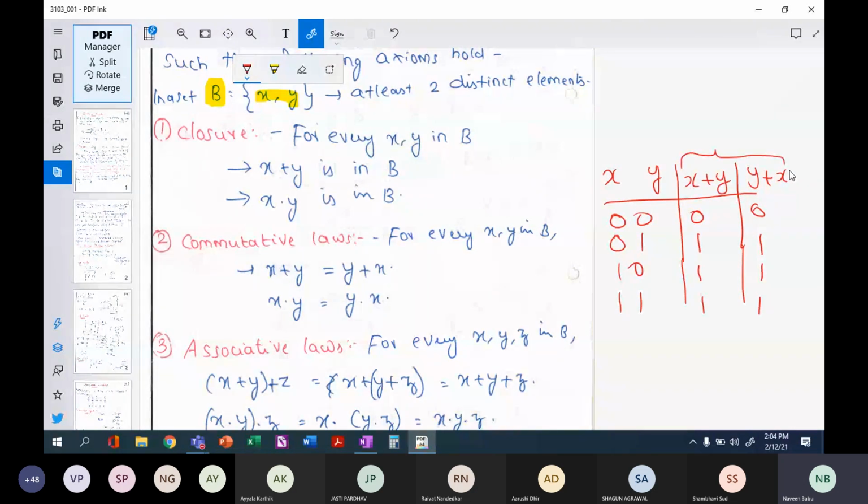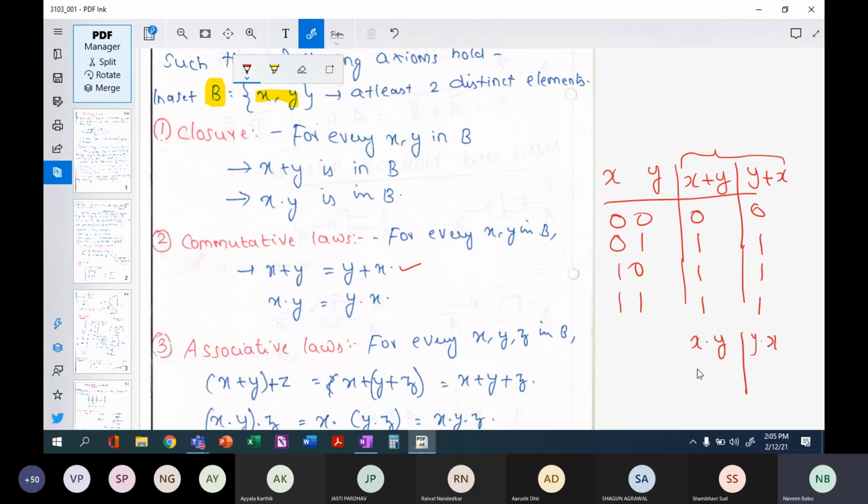So that is what the commutative law tells you. X plus y is equal to y plus x. Similarly, the AND operation also. You convert this into an AND operation, x dot y and y dot x. So it will be 0, 0, 0, 1, and here also it is 0, 0, 0, 1. So this is what the commutative law is.